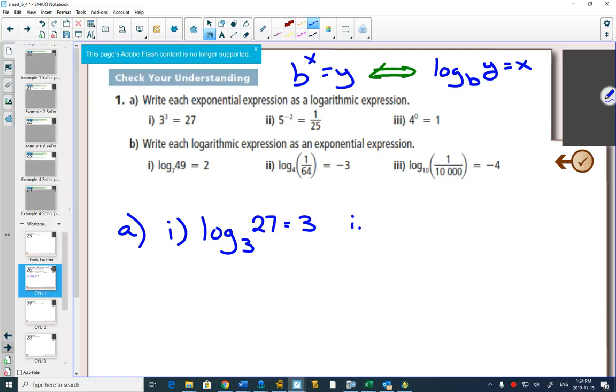And the second one? I'm going to write the -2 on the other side in a second.